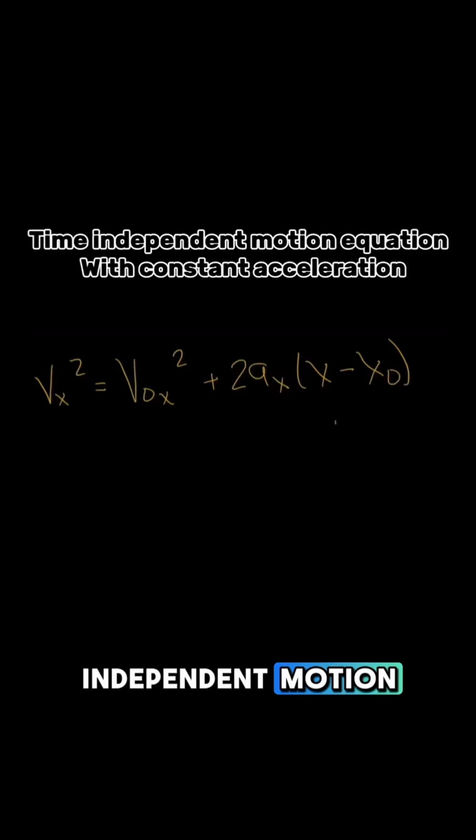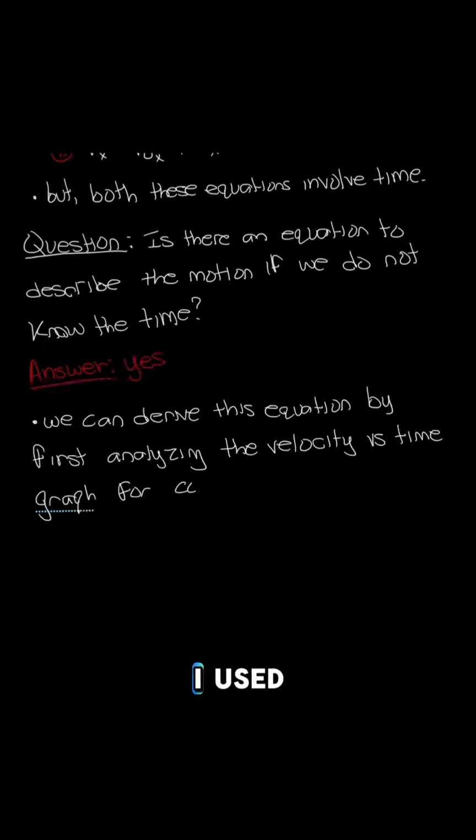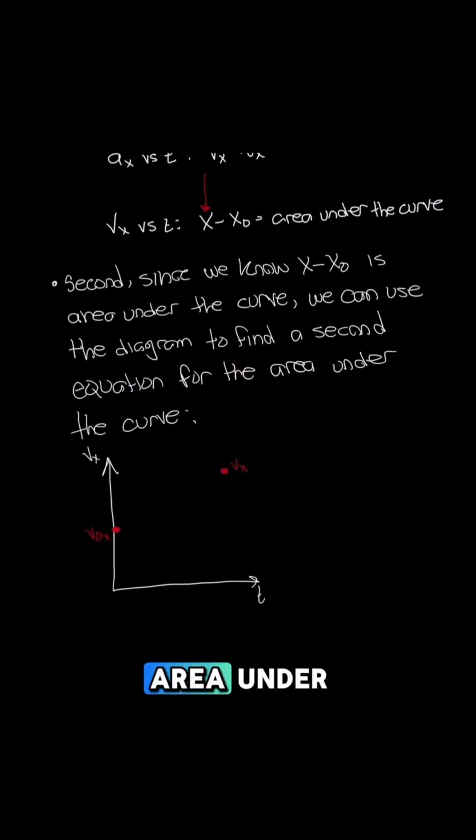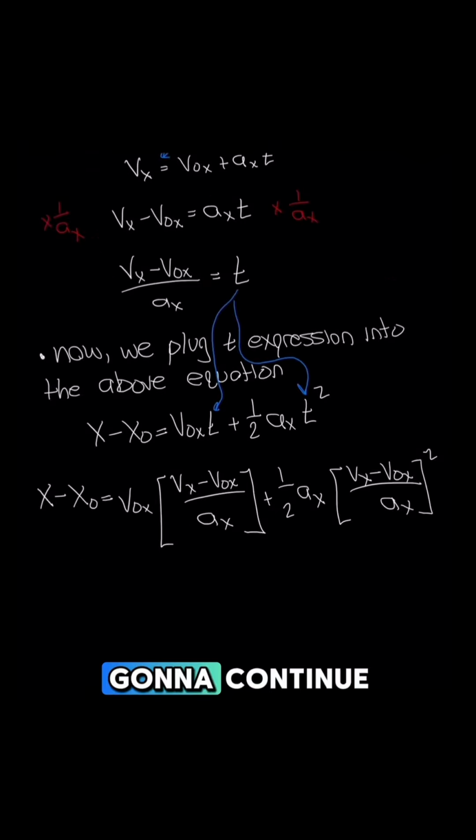Below is the time-independent motion equation with constant acceleration. But how do we get this equation? In the last part, I used the equations we already know, as well as the area under the curve, to start the derivation of how we find this equation. In this part, we're going to continue from where we left off.